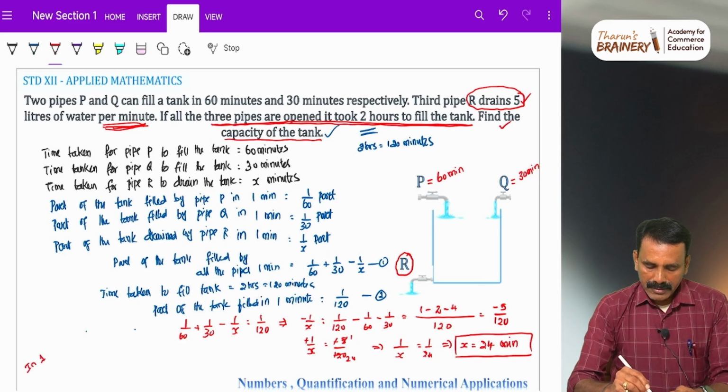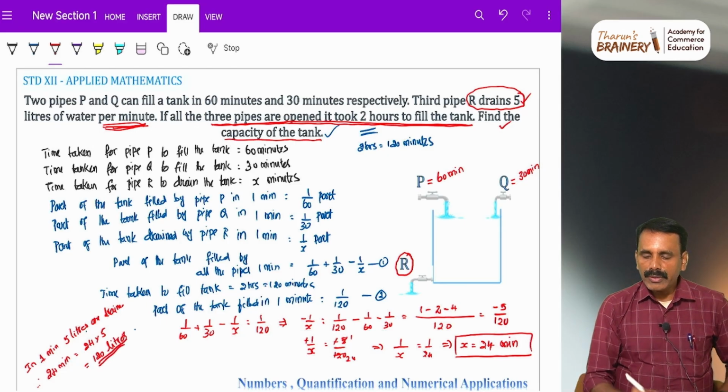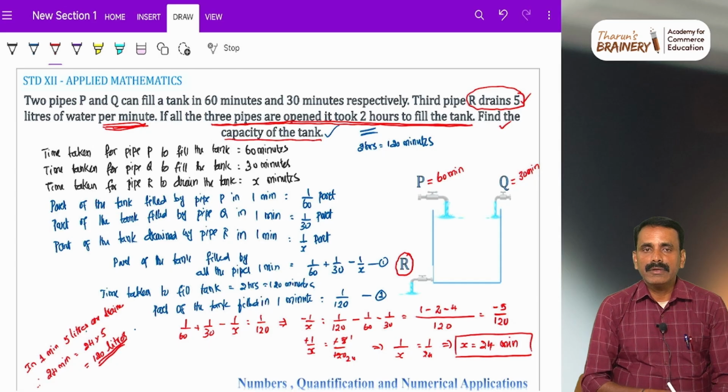So, in 1 minute 5 liters are drained. Therefore, in 24 minutes, amount of water drained will be 24 into 5, that is equal to 120 liters. So, 120 liters is the capacity of the full tank.